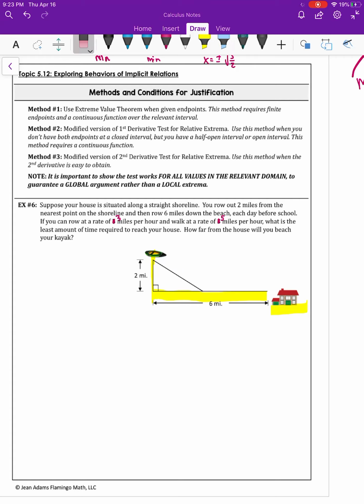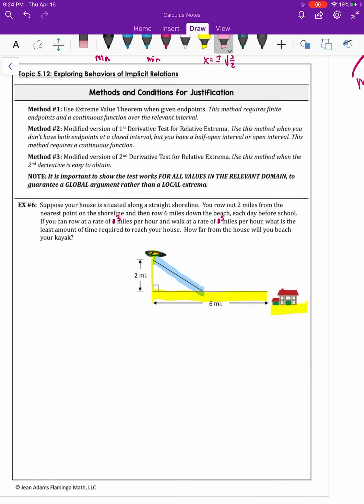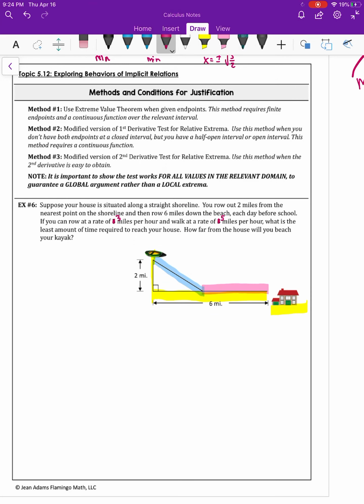And what you have, I'm going to do this in a different color, is you could row straight there and not walk at all. So that's one situation that you have. Or you could row to some point, who knows which point it'll be, and then walk the rest of the way, okay?